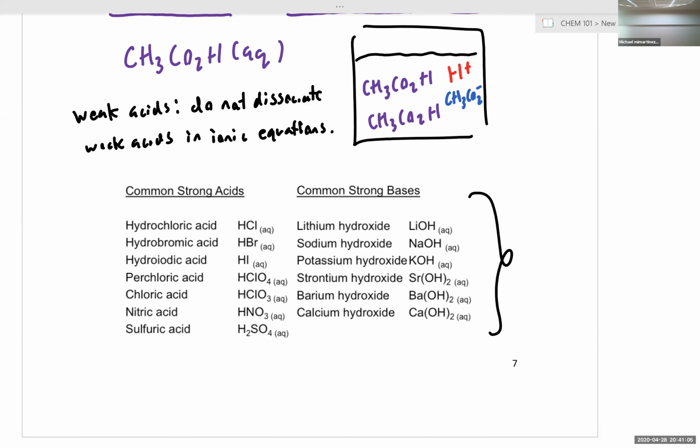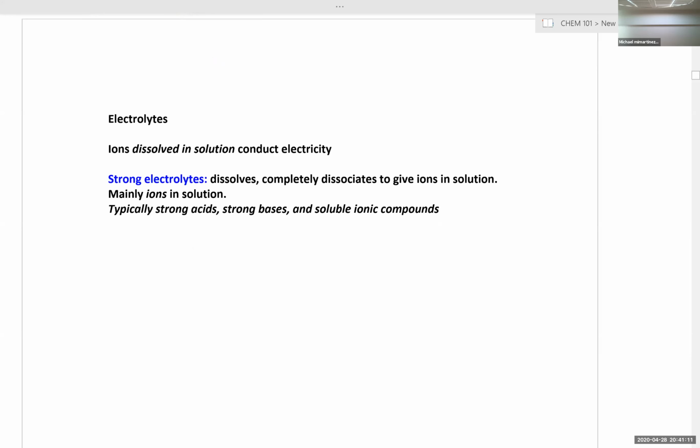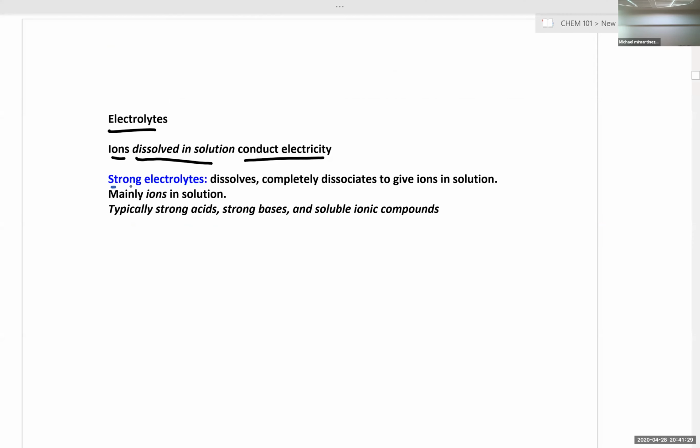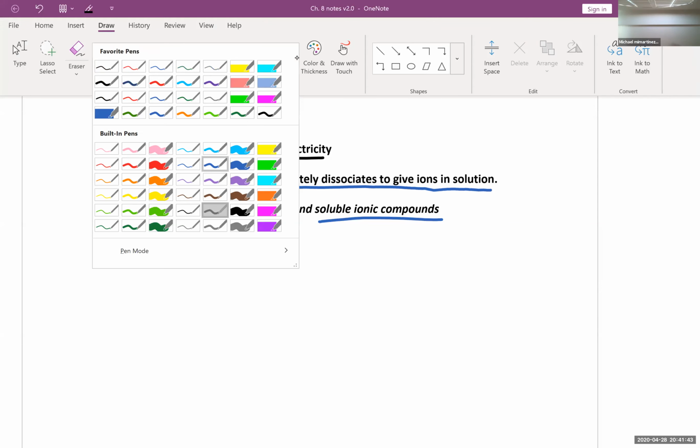Okay, so we've overviewed the solubility symbols. So let's tie this idea of solubility under this one umbrella that we call electrolytes. Electrolytes refers to this idea that ions dissolved in solution conduct electricity. Okay? So our strong electrolytes, they dissolve and completely dissociate to give ions in solution. These are your strong acids, strong bases, and soluble ionic compounds. So let's give an example of each.